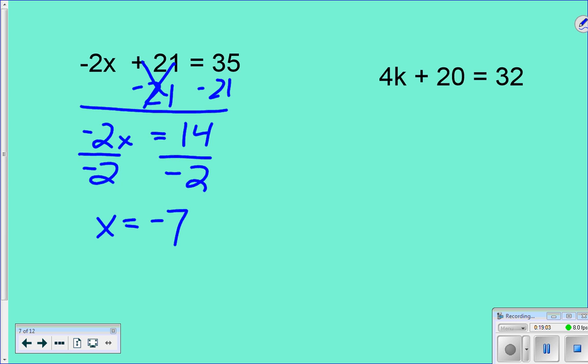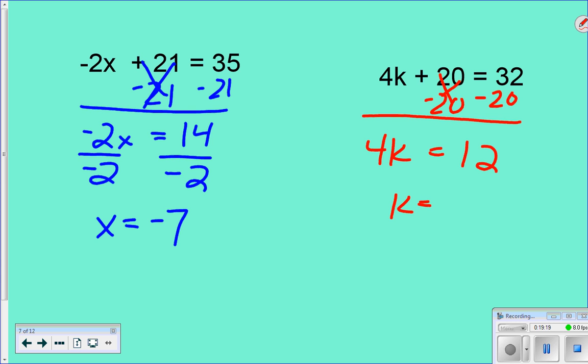What about this one over here? Somebody else I haven't heard from. Let's pick a different color marker. Henry, let's hear from you today. Good. Okay, so then you got 4k equals 12. k should equal 3. Nice work. Not hard, is it?